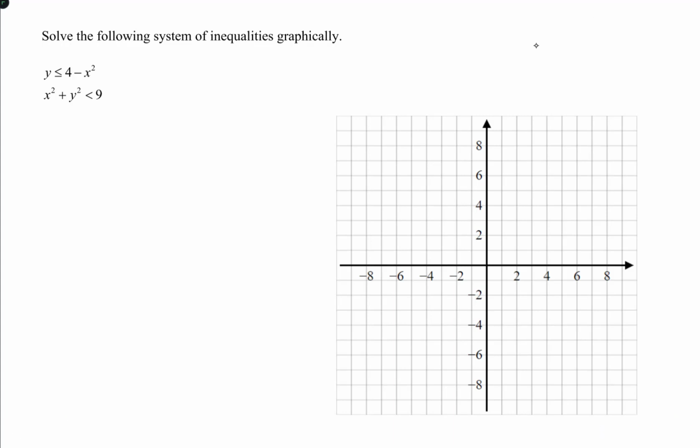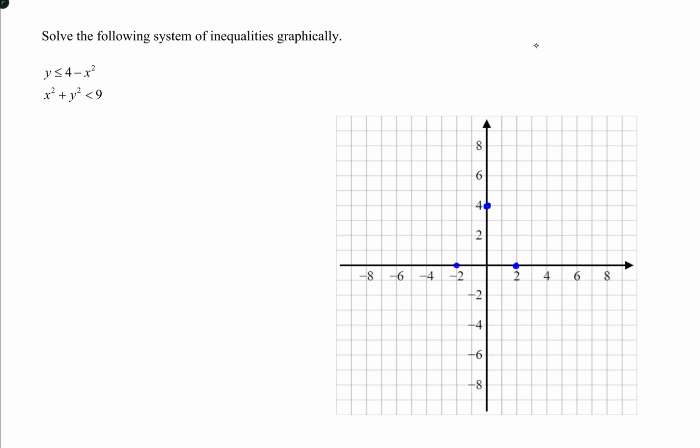So the first one, y is less than or equal to 4 minus x squared. So this is going to be a parabola. It's shifted up 4 units, but it's facing downward because the leading term coefficient is negative. The zeros on the x-axis, that is, would be positive and negative 2. So there's a couple of additional points that we could use to help make a decent sketch of a parabola here.